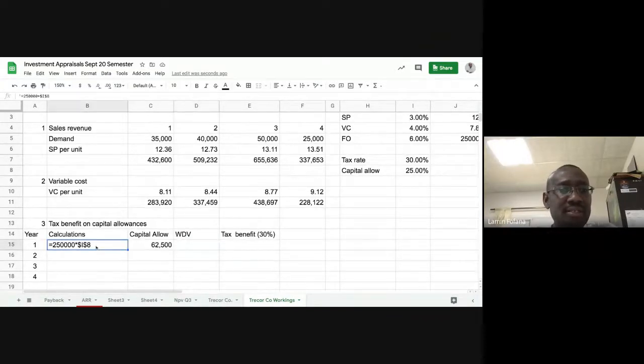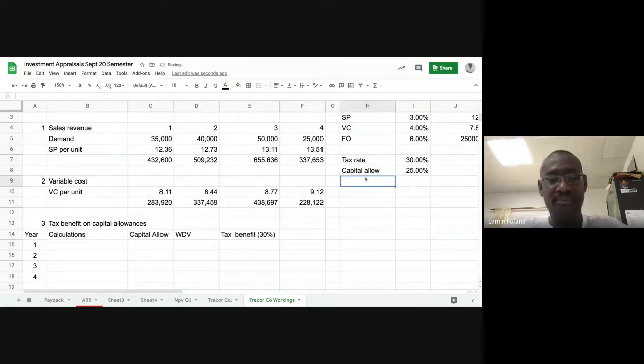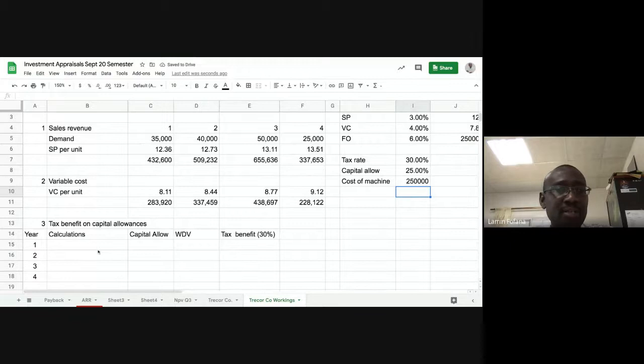In fact, to simplify it, I'm going to put the cost of the machine here as part of our cost of machine, so that it can be clearly seen. 250,123. Excellent. So, I'm going to come here and say equals. I'll do it here and then I'll copy the formula here.